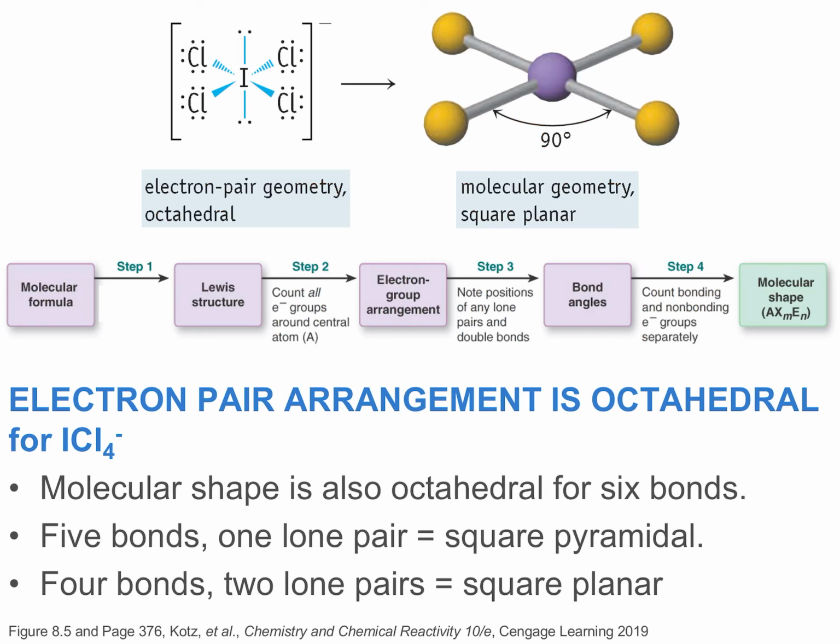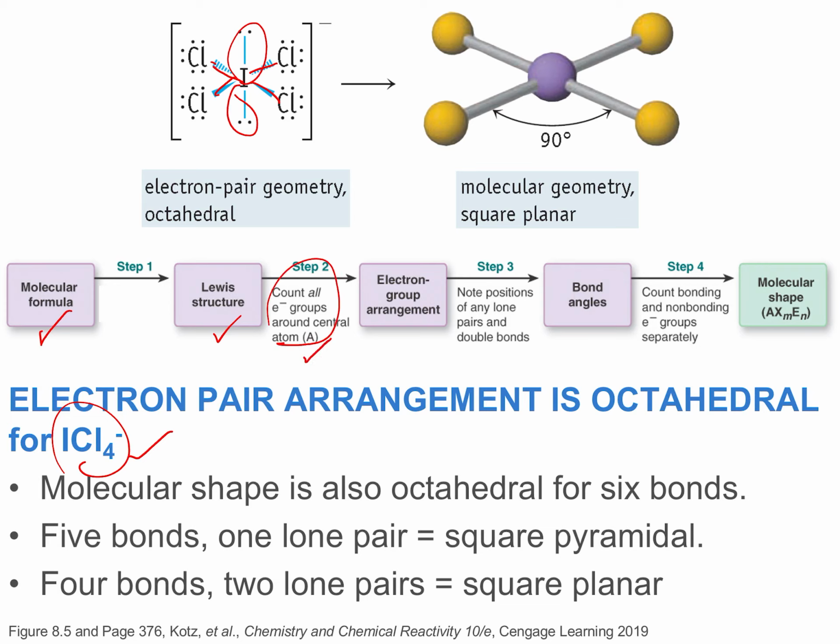Our book authors give us an example to work on, ICl4-. So what do we do first? That's our molecular formula. Then we do the Lewis structure next. We see that iodine is the central atom, and we've got 4 bonds to chlorine, 1, 2, 3, 4, but we also have these 2 lone pairs.